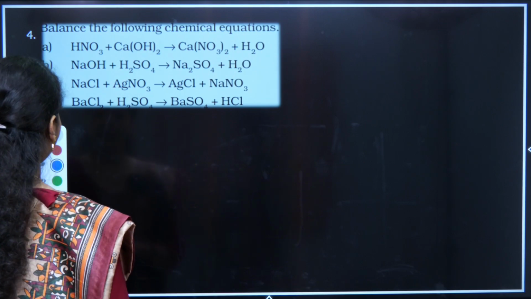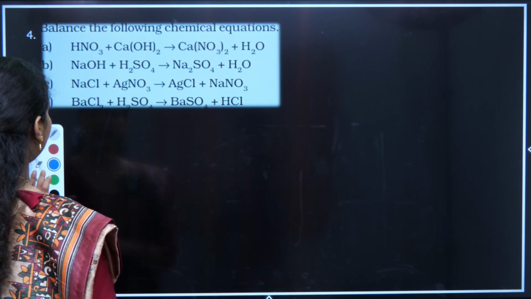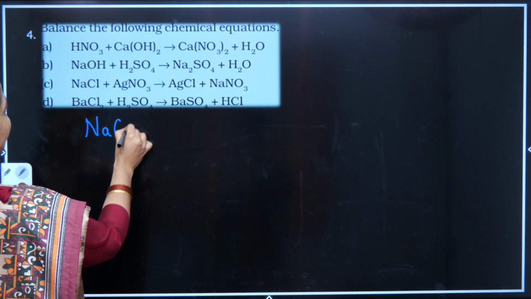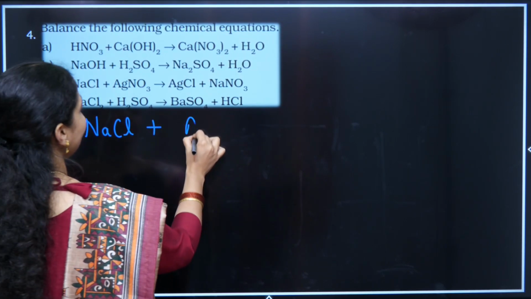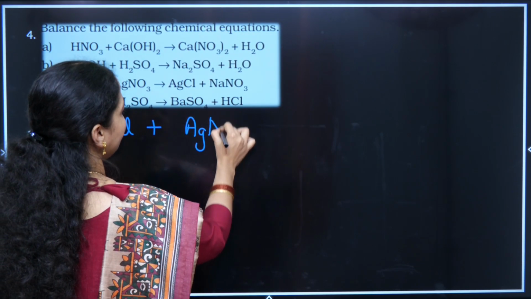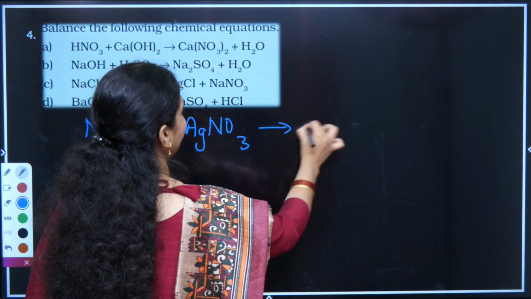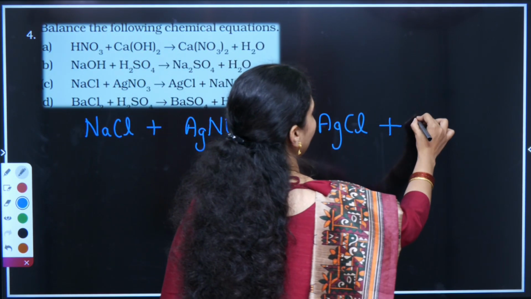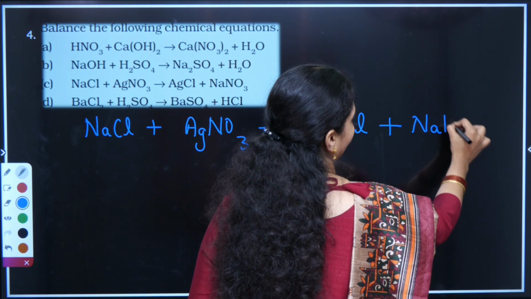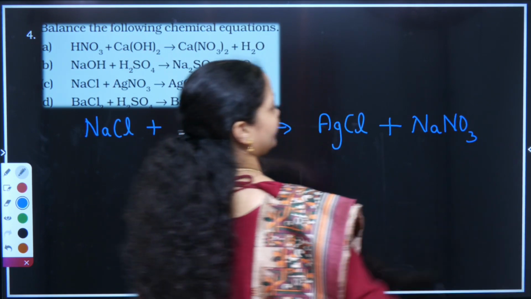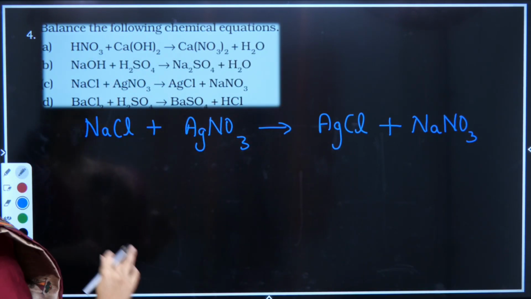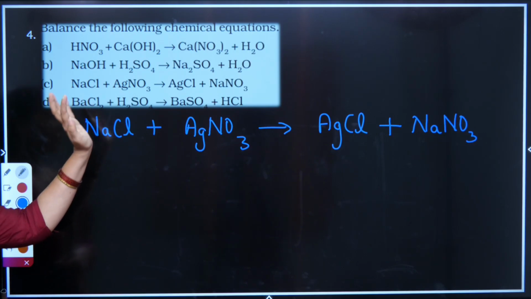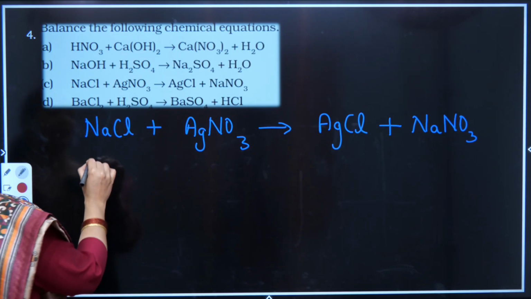The third question is being provided with sodium chloride, NaCl, reacting with silver nitrate, AgNO3, giving me AgCl, that is silver chloride, plus NaNO3, sodium nitrate. So please memorize the symbolic representation. If verbal is given, you have to convert as well.